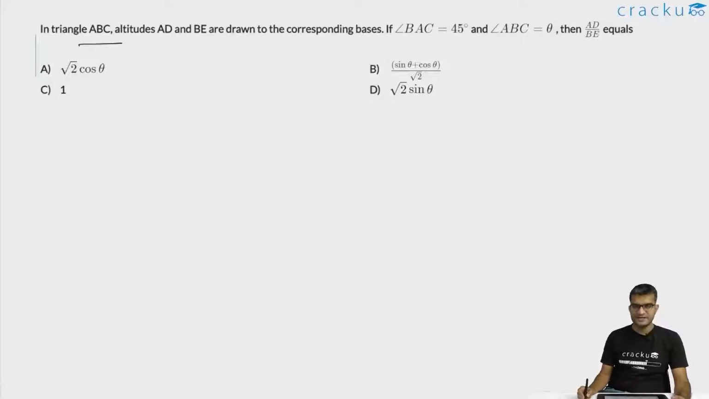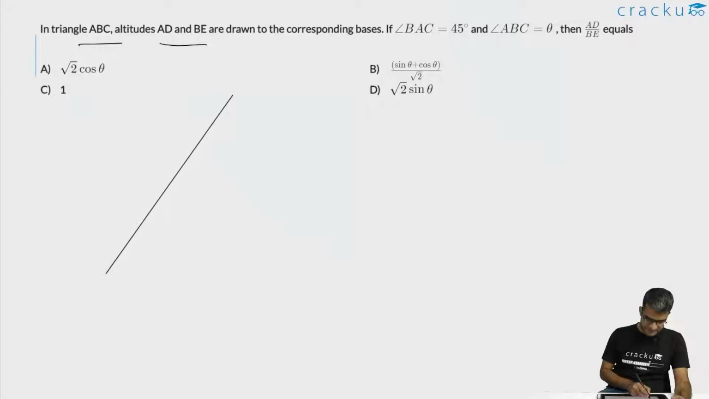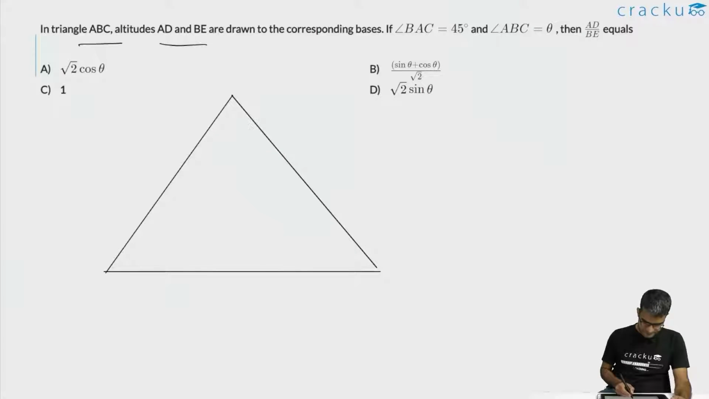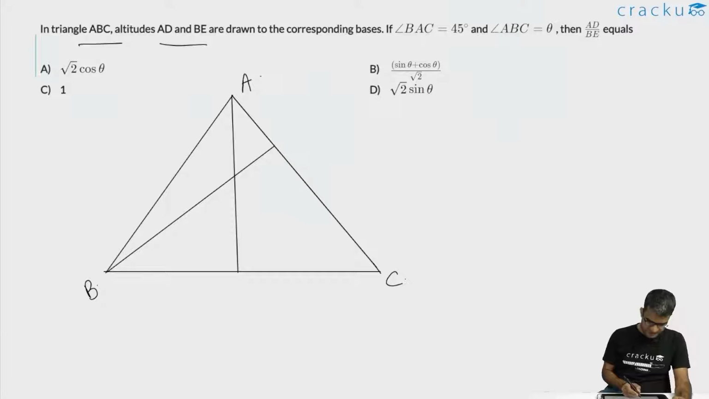In this question, we are told that there is a triangle ABC such that altitudes AD and BE are drawn to the corresponding bases. So let us assume that this is the triangle ABC. This is A, this is B, this is C. We have AD, which is drawn like this. This is one altitude, and we have BE, which is drawn like this. This is another altitude. This is AD, this is 90 degrees, and this is BE, this also is 90 degrees.